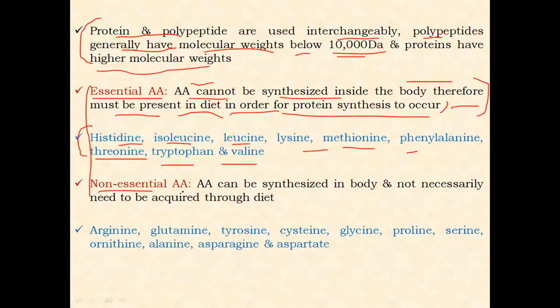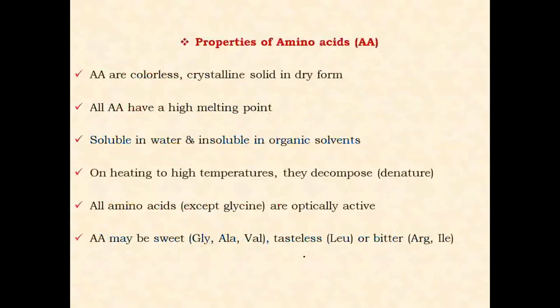Next is the non-essential amino acids. These amino acids can be synthesized inside the body and do not necessarily need to be acquired through diet. So the body can synthesize them. These are 11 in number, and the names are given here: alanine, glutamine, etc. So these are different types of amino acids.